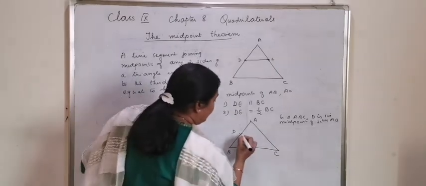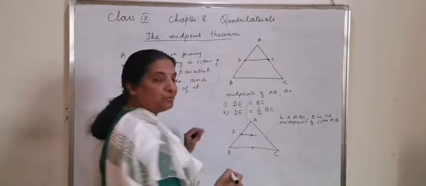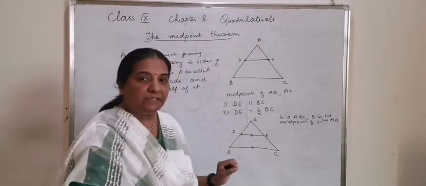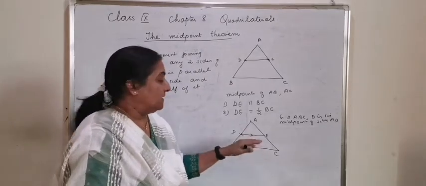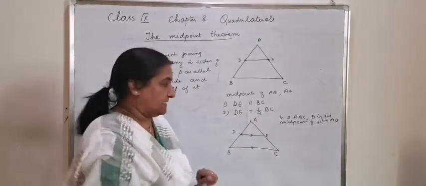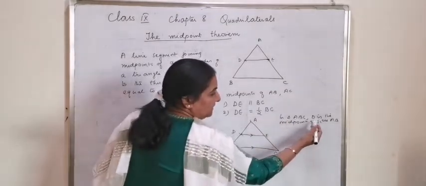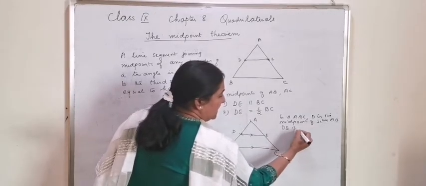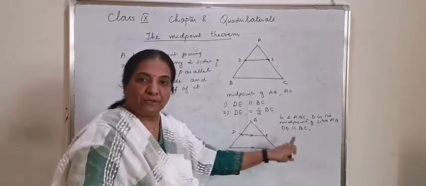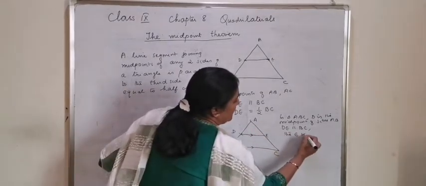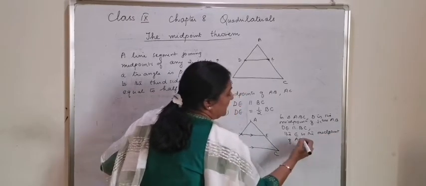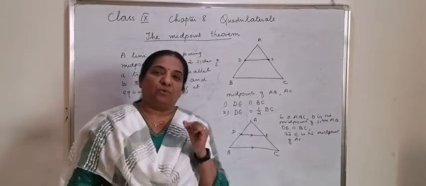You draw a line parallel to BC through D, and that parallel line will touch the side AC at E. So what will be the point E? The point E also will be the midpoint of AC. So in triangle ABC, D is the midpoint of side AB. One more condition, DE parallel to BC. Then immediately E also will be the midpoint of AC. That means you will be given only the midpoint of one side.